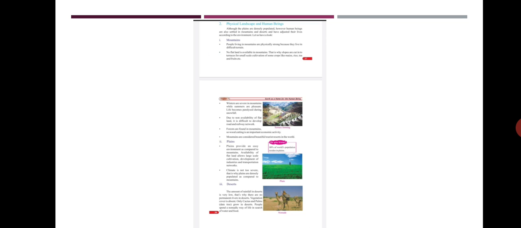Most of the human population lives on plains, because the environment is very good there. The plains are densely populated, but human beings are also settled in mountains and deserts. So one by one we are going to see all these areas.